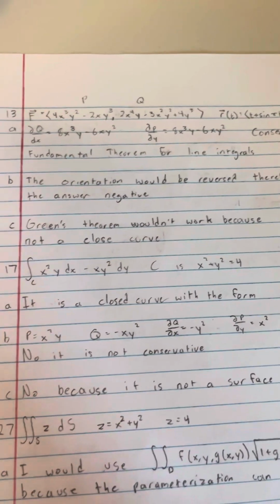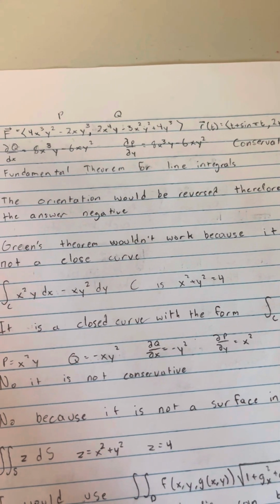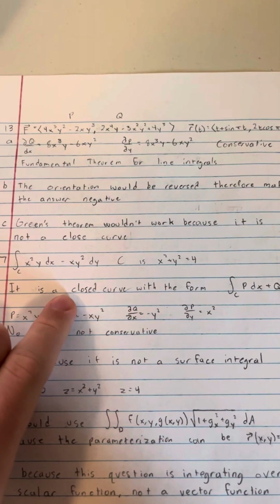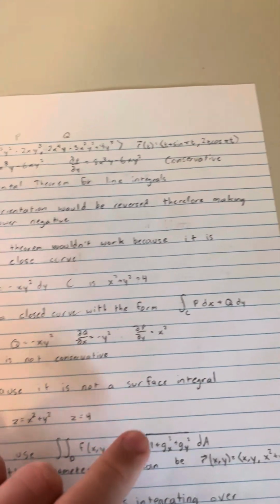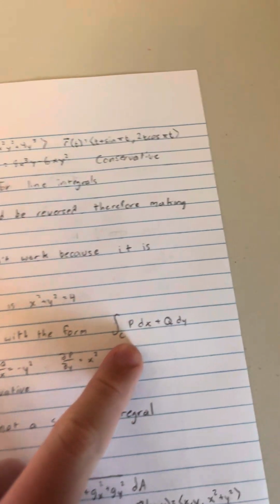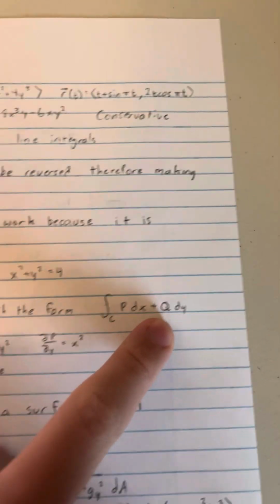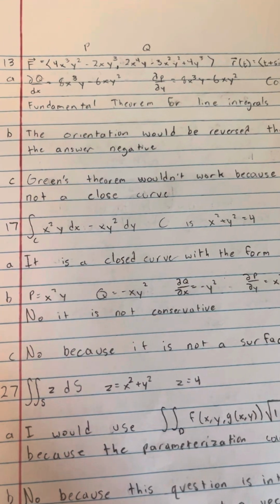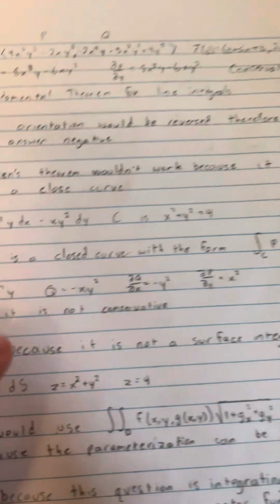Exercise 17, part A, asked, why would Green's theorem make sense here? And I said, because C is a closed curve and the integral is in the form of p dx plus q dy. Part B, is the vector field conservative?